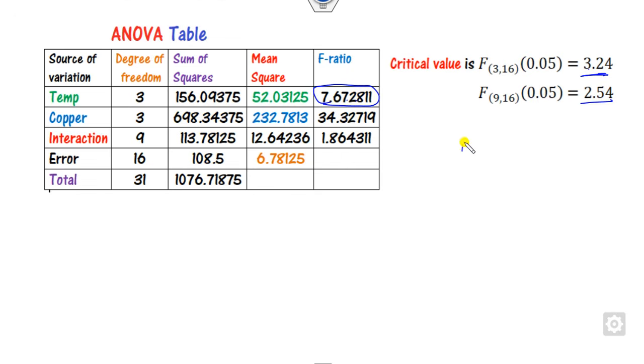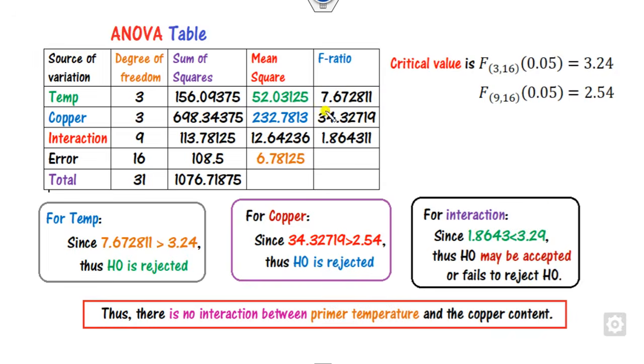If the F ratio value is greater than the critical value, then we can reject H0. Otherwise we will accept it. So you can see 7.67 is greater than this, so we can reject it. This number is greater than 3.24. Again this number here is 3.24. We can again reject it. And for 9, 16, that is 2.54. This number is less than this, so H0 is accepted. So that is, there is no interaction between them.